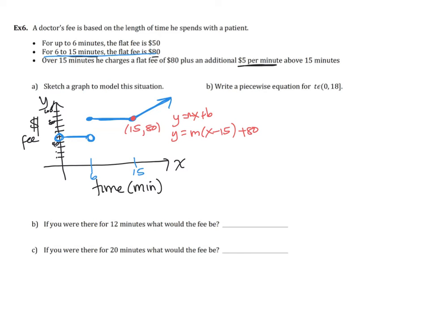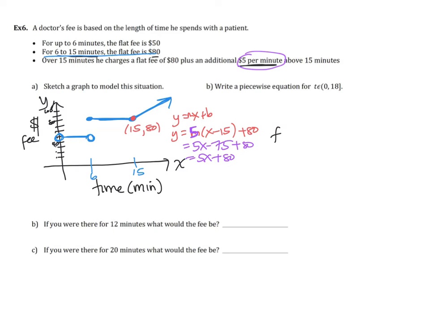And the last thing I do is I replace the slope. We just said you're going to have to pay $5 per minute. So instead of having an m right here, you're going to have a 5 in front. So that's my equation of a line. You can leave it like that, or you can go ahead and simplify. It doesn't really matter. We're going to accept both.